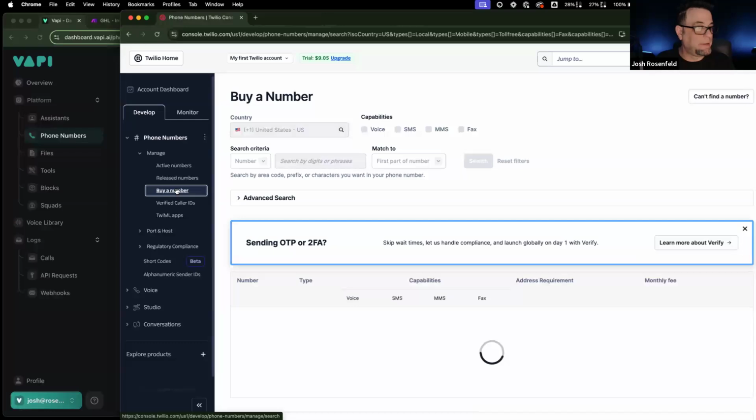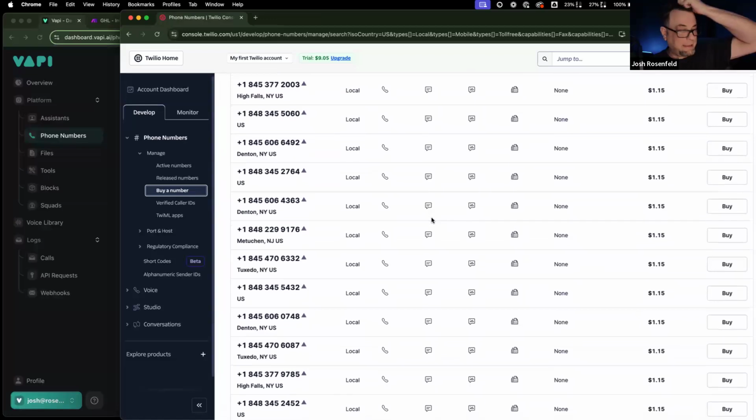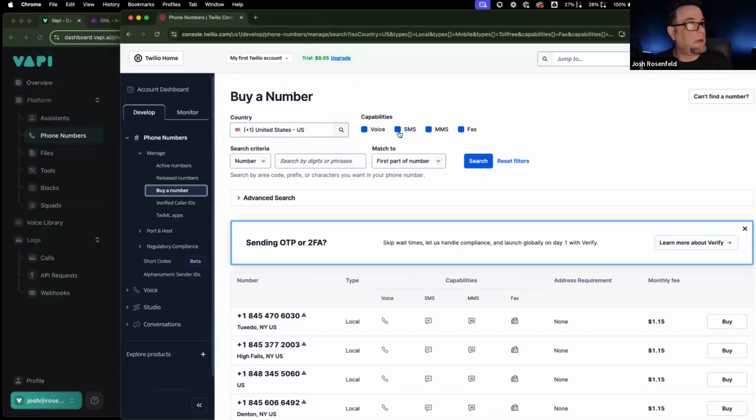I don't think I own any numbers. Holy shit, I don't know. I thought I owned all these numbers. I was like, oh my God. Okay, cool. So what you do is I'm just going to do voice. I don't care about SMS and there'll be more numbers.